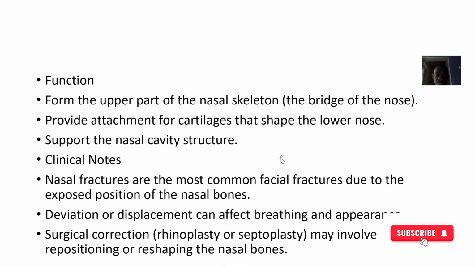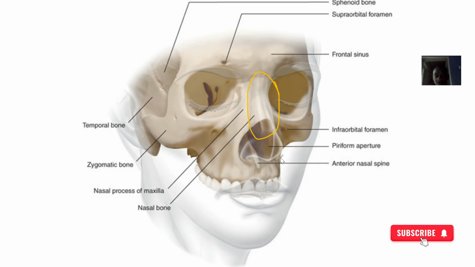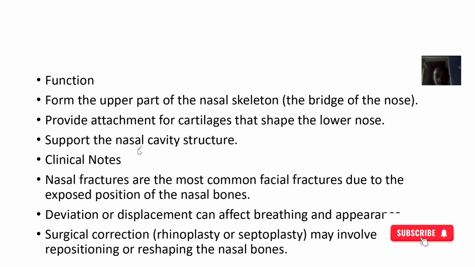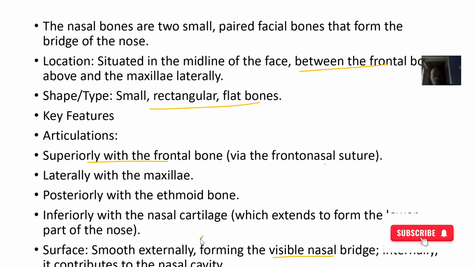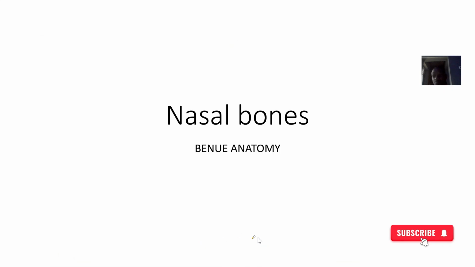The function is basically that they form the upper part of the nasal skeleton. They provide attachment for the cartilage to shape the lower part of the nose. They support the nasal cavity structure. The bone could be fractured, which we call nasal fractures, and it could also be deviated or displaced. Most of the time, if you want to surgically repair it, they do a surgery known as rhinoplasty or septoplasty, just to reshape the nasal bones in case they are deviated or malaligned.